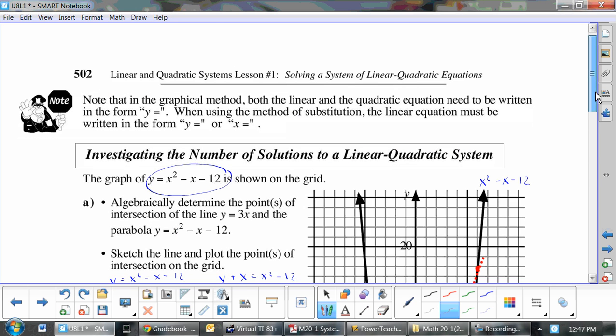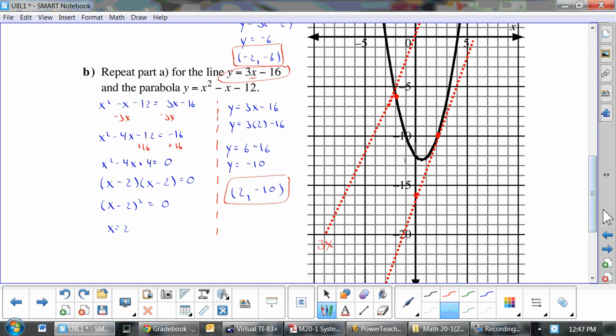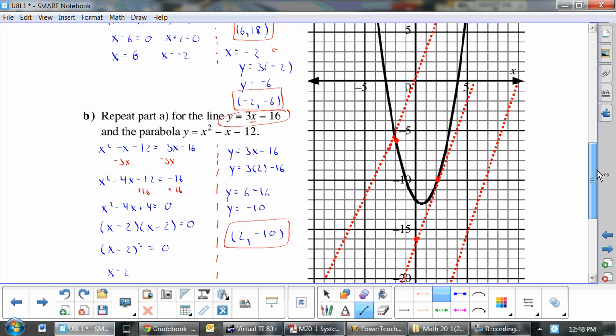Okay? So if we were looking at our graph, I know it is a little bit sad, the line would look something maybe like this, right? It wouldn't touch it at all.